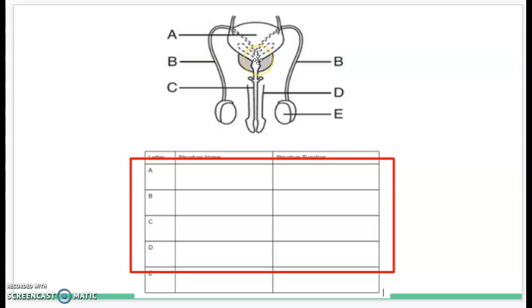C is what's called the urethra. That's where both urine and semen exit the body. And then D would be the penis. That's used for internal fertilization of the female.